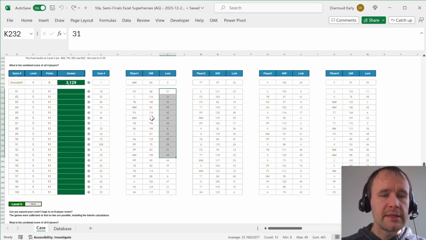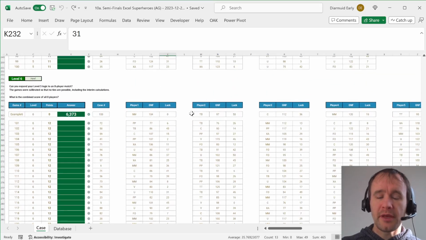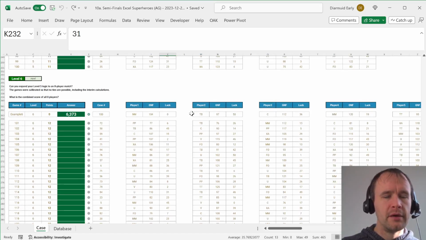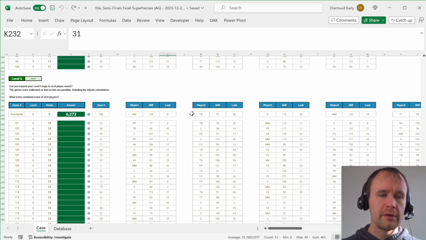So that's that. Then level 6 is just the same thing, but with 8 players. And again, if you're within 10% of somebody else, then you apply the luck. If you're not, you don't. And you just have to figure out the total score for all 8.